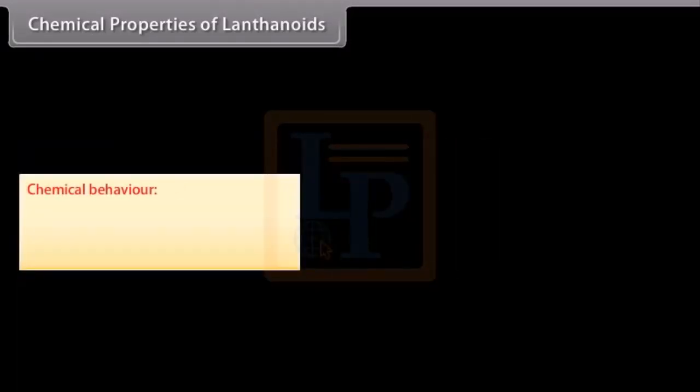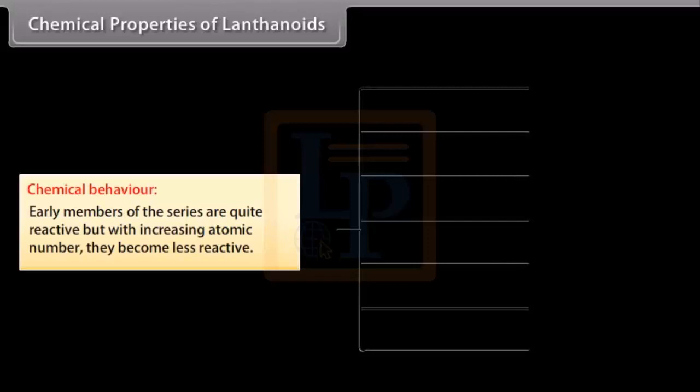Chemical behavior. Early members of the series are quite reactive, similar to calcium, but with increasing atomic number, they behave more like aluminium.